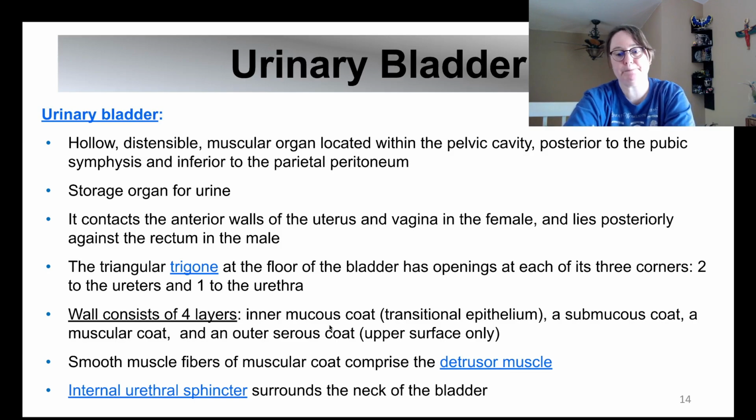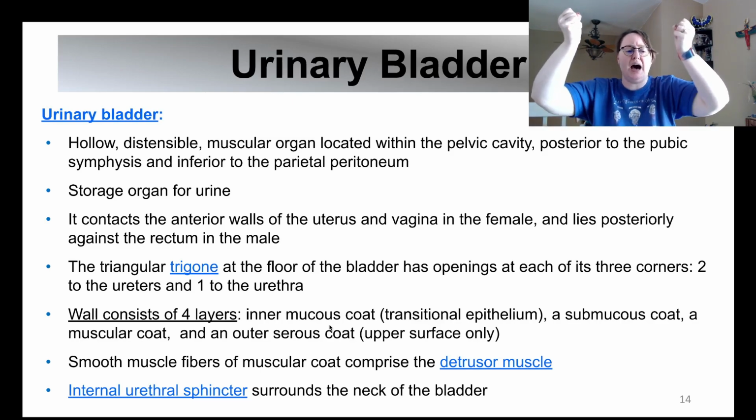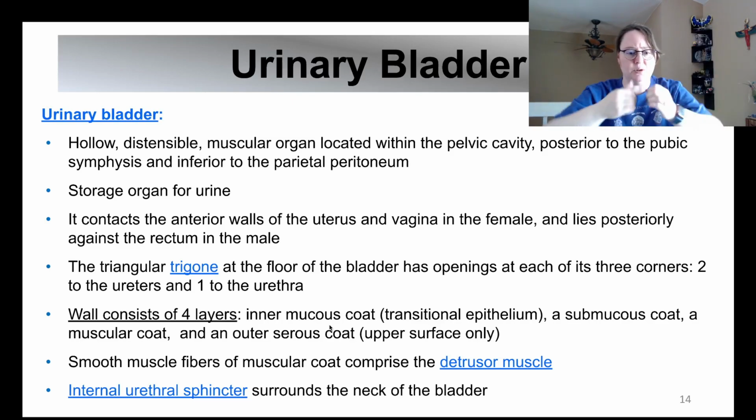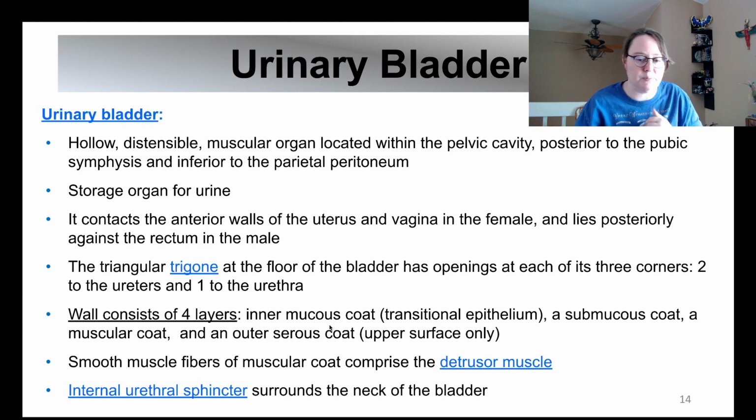Anyway. So basically the floor of the bladder has openings in each of the three corners, the two at the top for the two ureters to come into, and one at the bottom for the urethra, so that the urine can go out. The wall consists of 4 layers: the inner mucous coat, again transitional epithelium, a submucous coat, a muscular coat, and an outer serous coat, upper surface only.